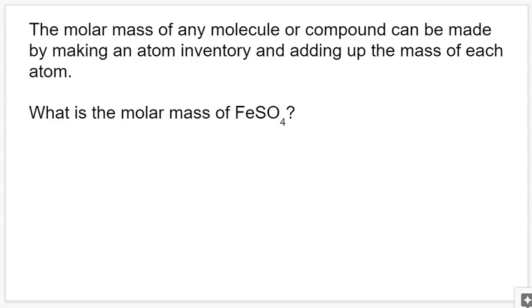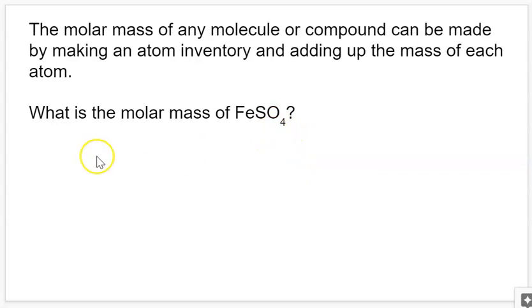So the molar mass of any molecule is basically the sum of the molar masses, or the atomic masses, of the particles that are involved. So an easy way to calculate the molar mass of any molecule or compound is by making an atom inventory and then adding up the mass of each atom. And what I mean by an atom inventory is looking at the compound or molecule, seeing what atoms are involved, and then taking the atomic mass of each and then multiplying it by however many there are in that substance.